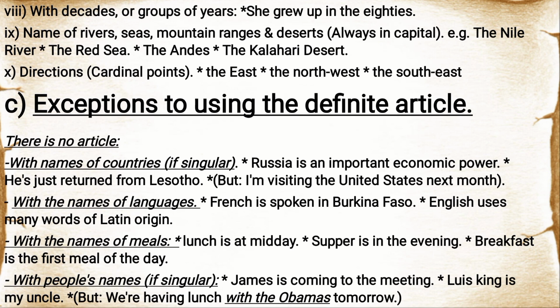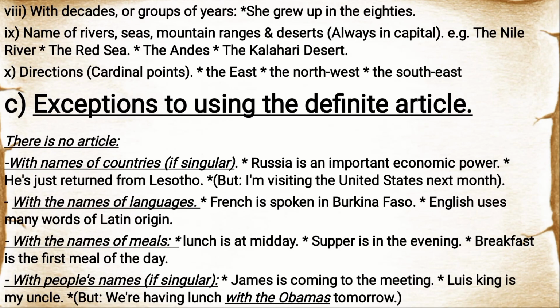9. Names of rivers, seas, mountain ranges and deserts, always in capitals. Examples: the Nile River, the Red Sea, the Andes, the Kalahari Desert. 10. Directions, cardinal points. Examples: the east, the northwest, the southeast.